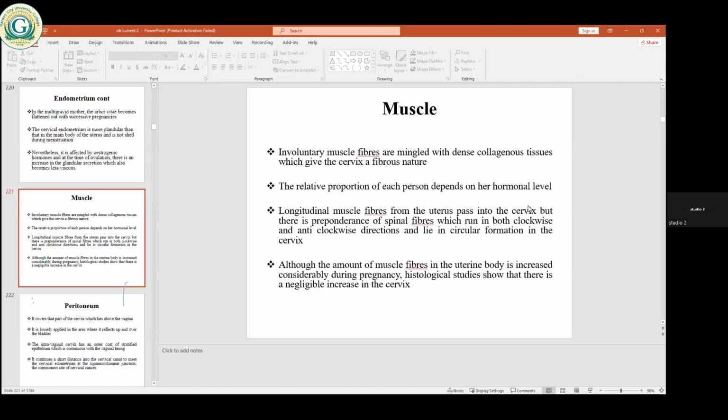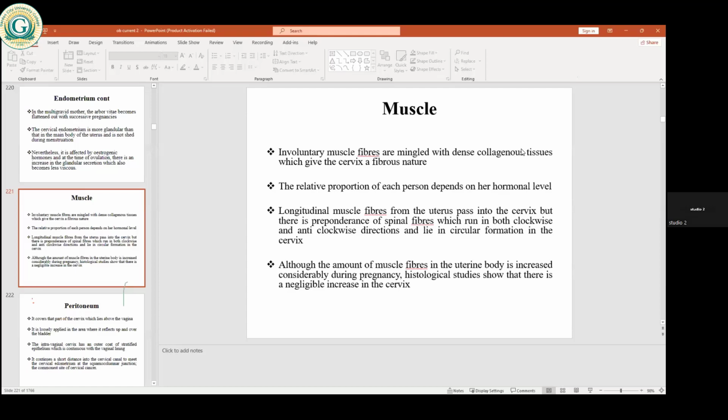Longitudinal muscle fibers from the uterus pass into the cervix, but there is a preponderance of spiral fibers, which run in both clockwise and anti-clockwise directions and lie in a circular formation in the cervix. Although the amount of muscle fiber in the uterine body increases considerably during pregnancy, histological studies show that there is negligible increase in the cervix. And then we have the peritoneum.